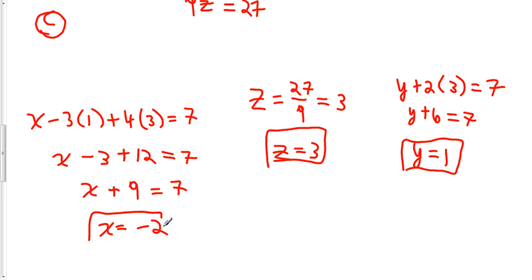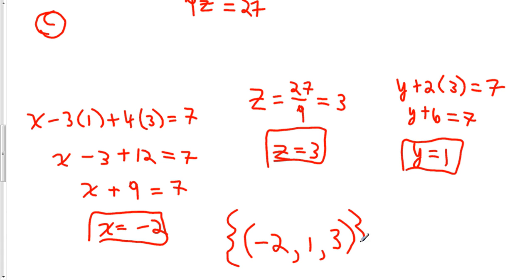So once again, here we have it. Negative 2 comma 1 comma 3 is the solution to this system of equations, and that method was the method called elimination.